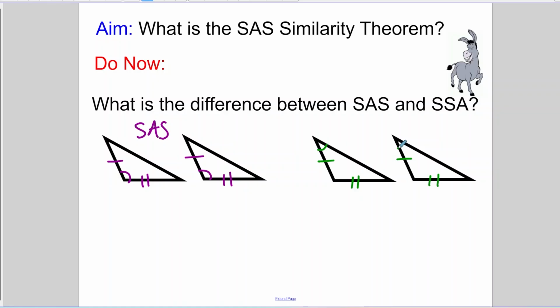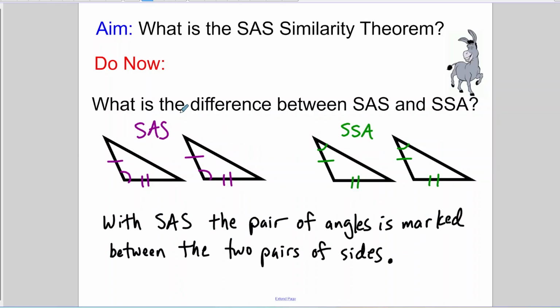So let's say this angle up here is marked. And in a case like this, we cannot confidently say that these two triangles are congruent, even though they're drawn in such a way that they are, because side-side-angle is not a postulate to prove two triangles congruent. But now to actually answer the do now, what is the difference between side-angle-side and side-side-angle? With side-angle-side, the angle is between.